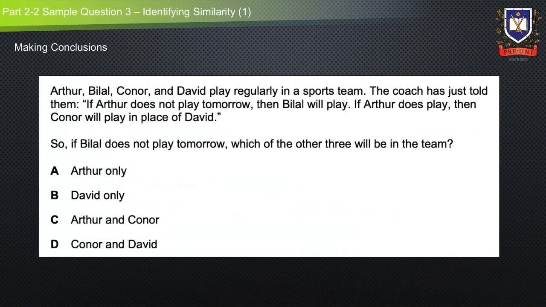Let's continue to look at this example of making conclusions, identifying similarity question from the Selective Thinking Skills exam. Arthur, Bilal, Connor, and David play regularly in a sports team. The coach has just told them if Arthur does not play tomorrow, then Bilal will play. If Arthur does play, then Connor will play in place of David. So if Bilal does not play tomorrow, which of the 3 will be in the team?